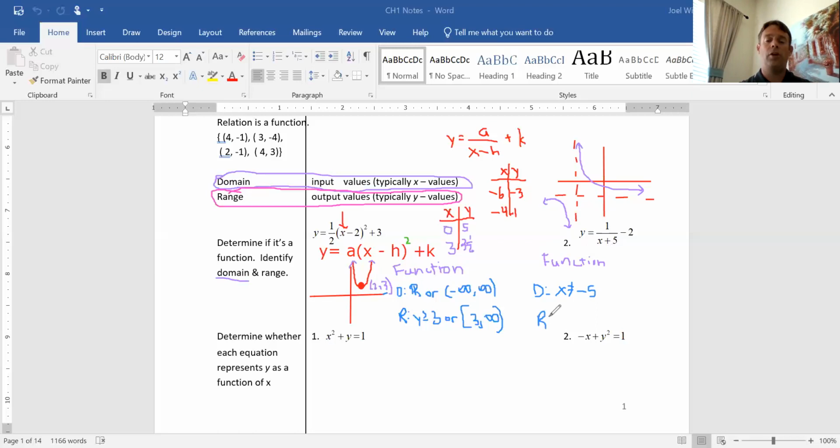For the range, we'd look at it and say, well, are there any y values we weren't able to have? In this case, we'd say, you bet. There was one y value we couldn't have. That was -2. So we have ourselves our function.